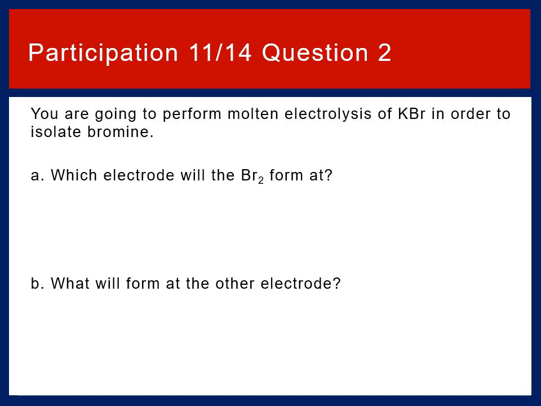Participation 1114, question 2. You are going to perform molten electrolysis of KBr in order to isolate bromine. A, which electrode will the bromine form at? And B, what will form at the other electrode?